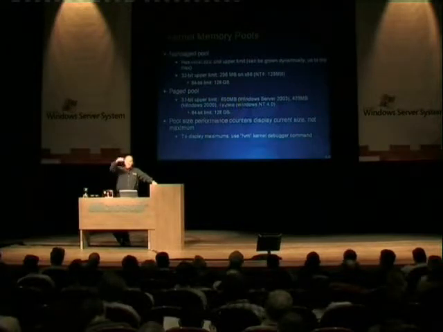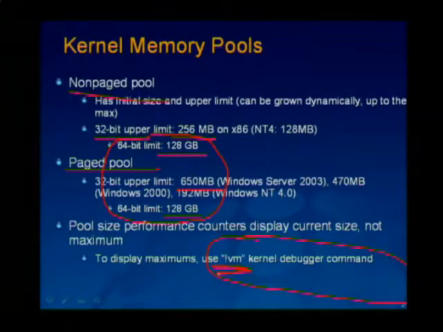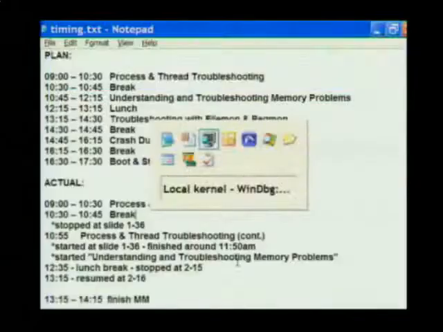But that's the upper limit. When you boot your system, it picks a number that's probably smaller than these maximums. So how do you tell what the maximum is? There's another kernel debugger command, bang VM. So let's go do that. Back to the kernel debugger.